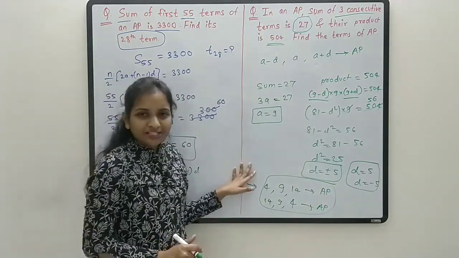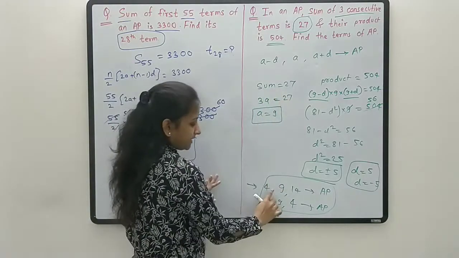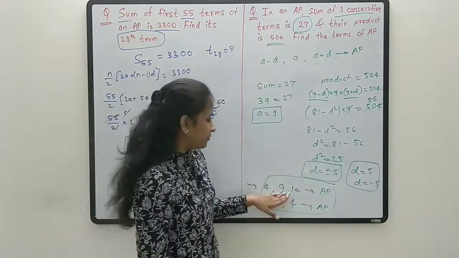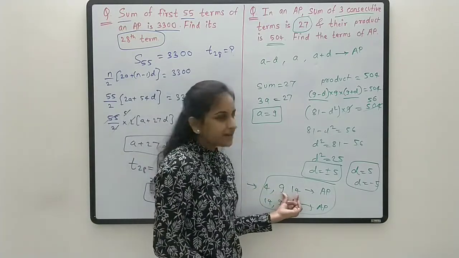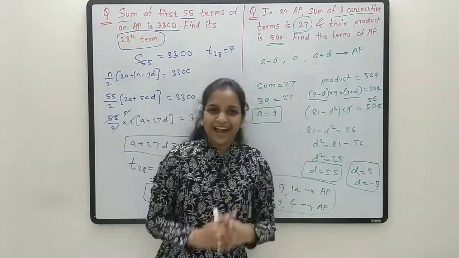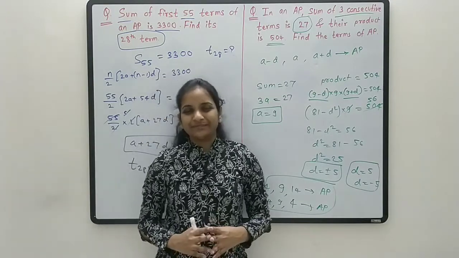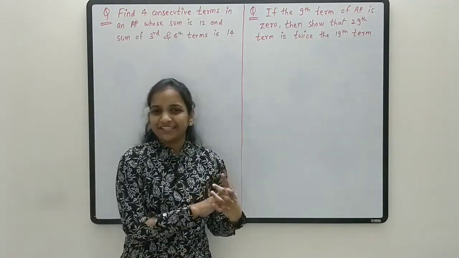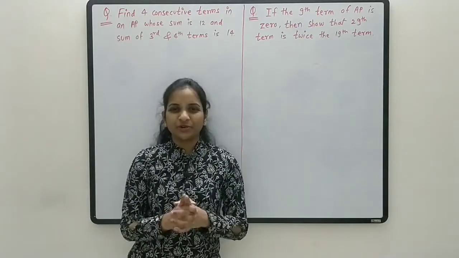You can cross check. The sum of the 3 terms: 4 plus 9, 13, plus 14, 27. If you find the product of these 3 terms, you will get 504. Understood? Now let's solve the next example. Again I have taken 2 problems. Pause this video and take a screenshot. Try to solve these problems on your own.